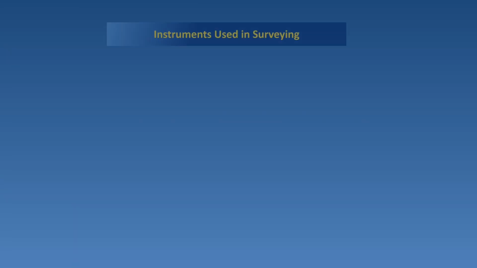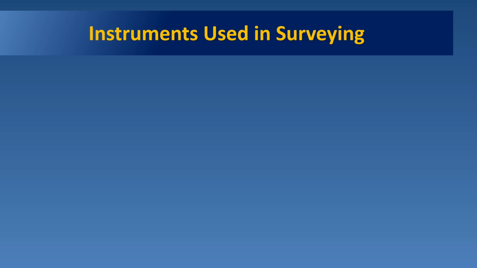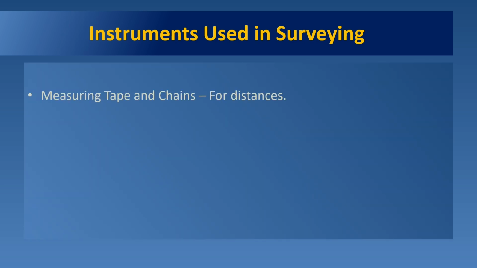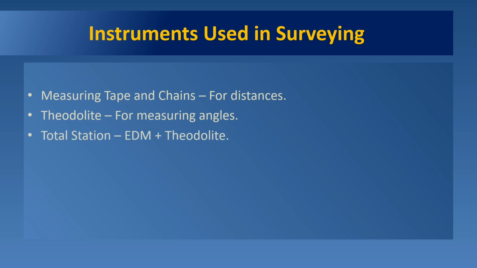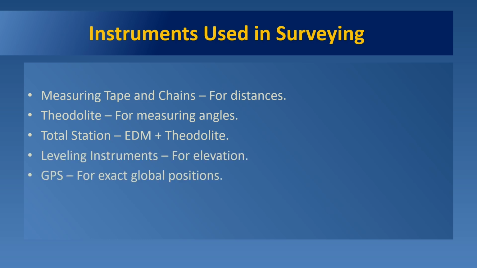Now, instruments used in surveying. To perform surveying, we use several instruments like measuring tapes and chains for short distances, theodolites to measure angles, total stations, which combine angle and distance measurement electronically, leveling instruments to find elevations, GPS for locating points precisely, and modern tools like drones and LiDAR, which are used for aerial and 3D mapping.